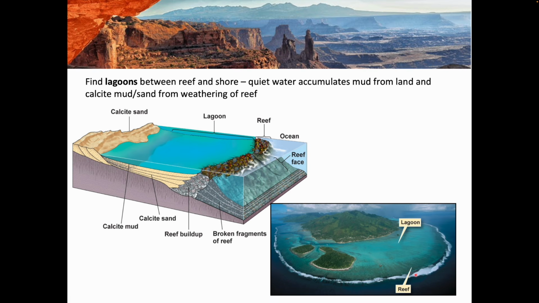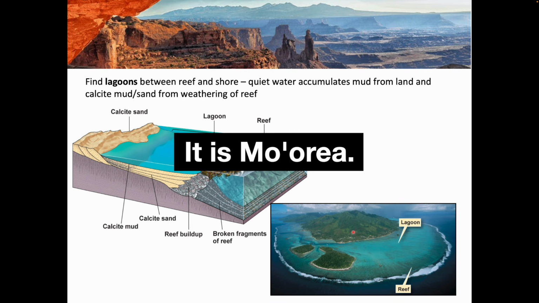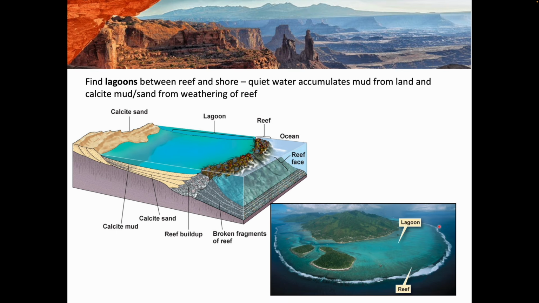On the lower right, we can see a fringing coral reef around, I believe this is Fiji, where we have the reef where the waves are breaking, and the lagoon, where the still water is accumulating mud and sediments from the coral reef and the island.